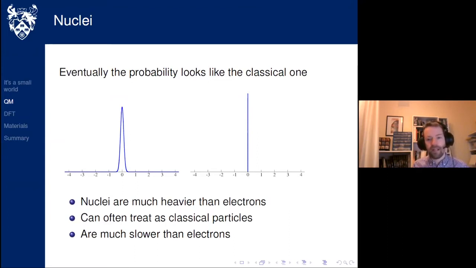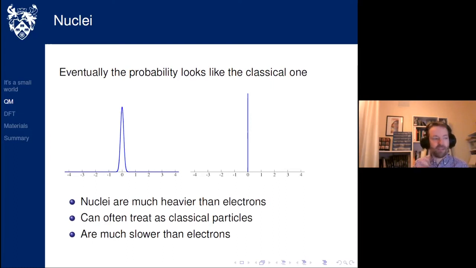But nuclei are typically at least 2,000 times more massive than electrons. So even a single proton, like a hydrogen nucleus, is 2,000 times more massive. Carbon is something like 20,000 times more massive. And as you keep going across the periodic table, they just get more and more massive. So that means we can often treat nuclei as if they were classical particles. They also move much slower than the electrons. And so from the electrons' point of view, we can pretend that the nuclei don't move at all. They just are completely static.